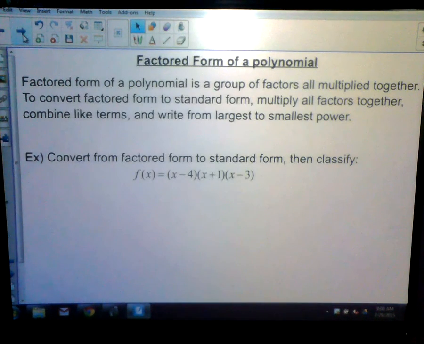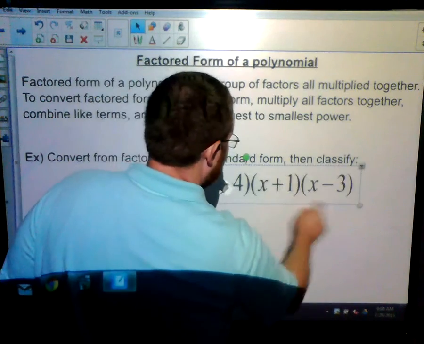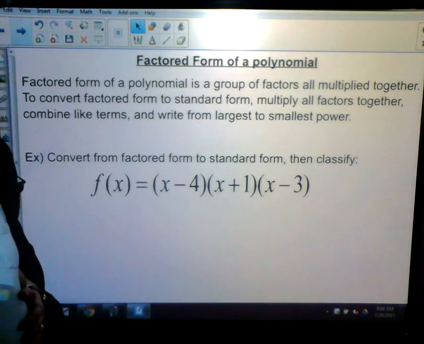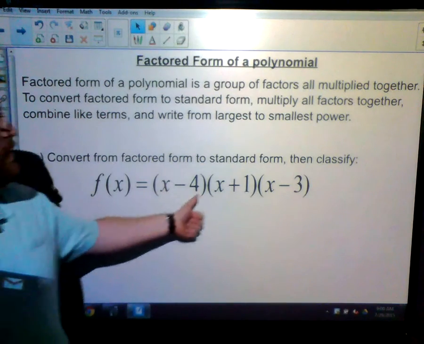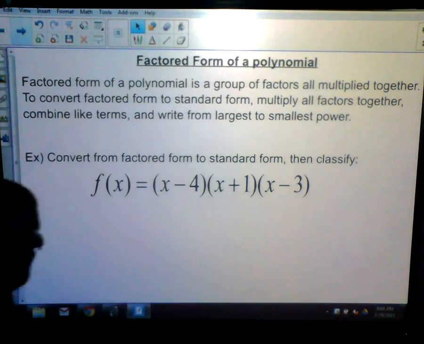Factored form of a polynomial. Factored form of a polynomial is a group of factors all multiplied together. To convert factored form to standard form, we're going to multiply all the factors together, combine like terms, and then write it in largest to smallest power, so standard form. This is factored form. Why is it factored form? Because it's three factors. So let's multiply it out and then figure out what we have.